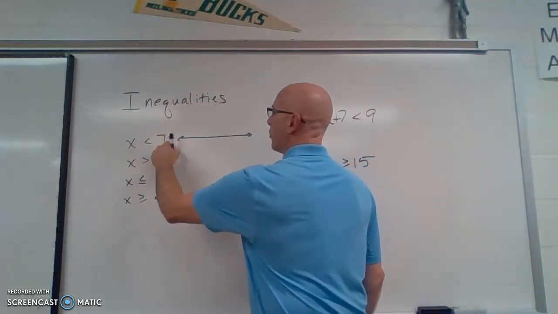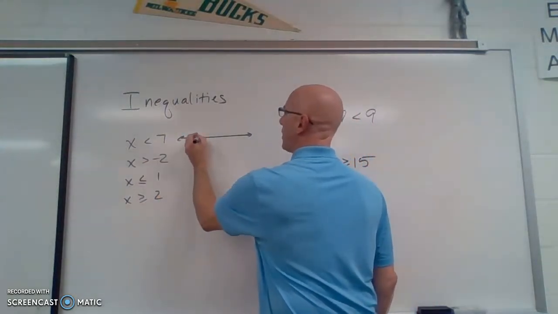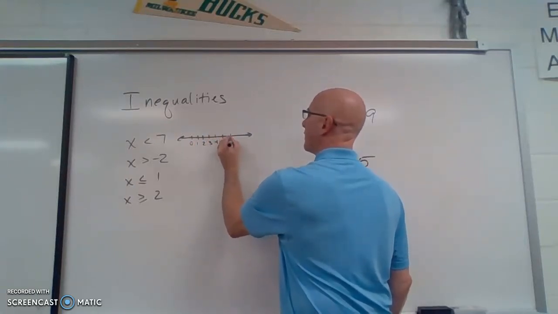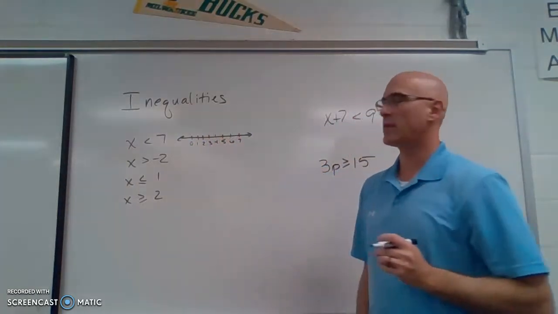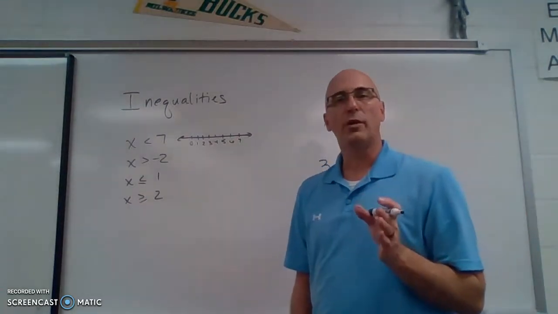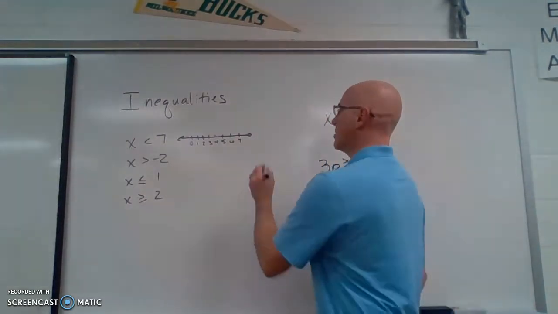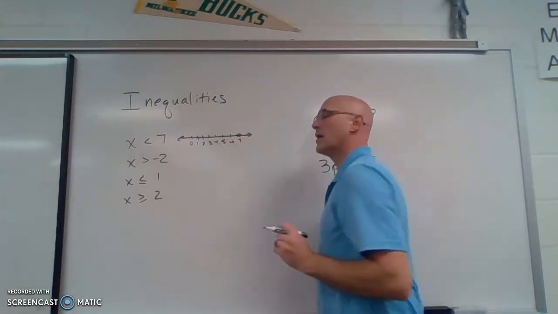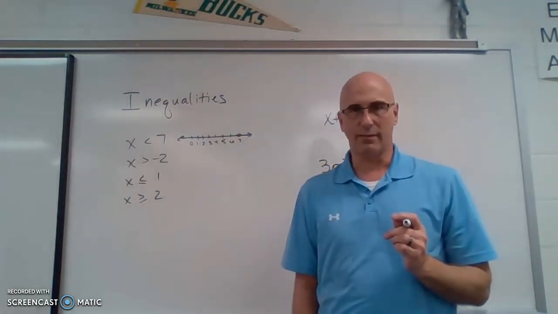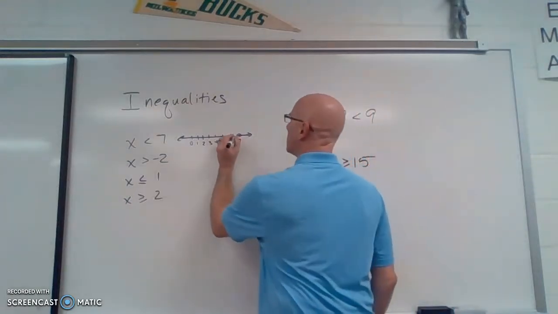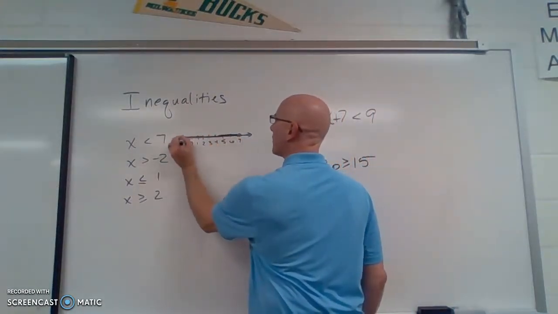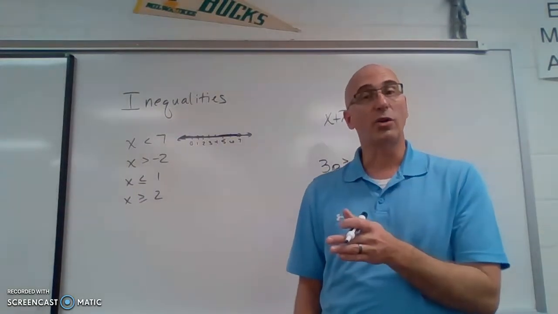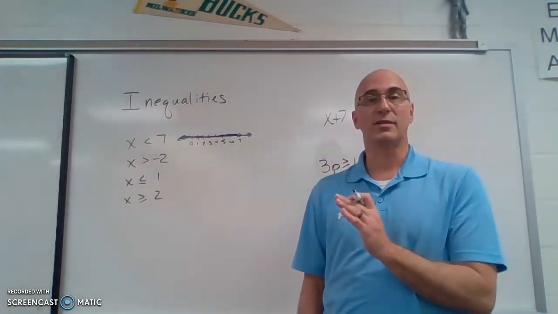Our important number here is 7. So we could write 2, 3, 4, 5, 6, 7. Okay, so there is 7. We want all numbers less than 7. So we are going to put a circle at 7, and then we are going to shade everything less than 7, so everything to the left. This is how you graph x is less than 7.